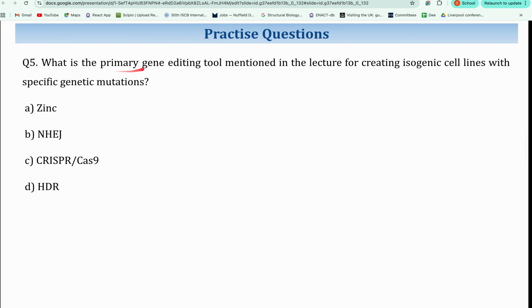The next question is, what is the primary gene editing tool mentioned in the lecture for creating the isogenic cell lines with specific genetic mutations? Option A is zinc, option B is NHEJ, option C is CRISPR-Cas9, and option D is HDR. So you need to tell which one is the primary gene editing tool which was mentioned for creating the isogenic cell lines with specific genetic mutations.